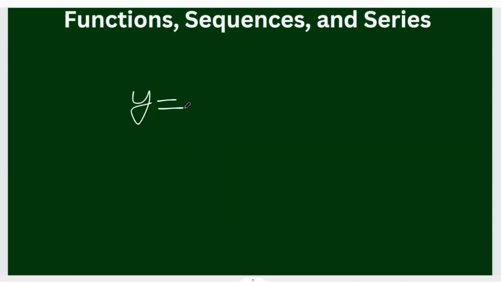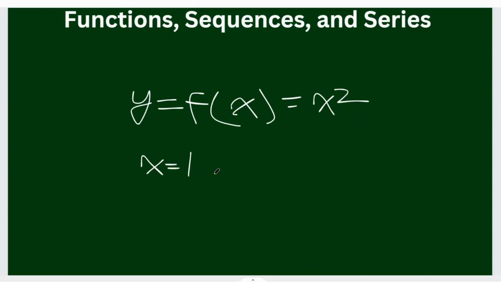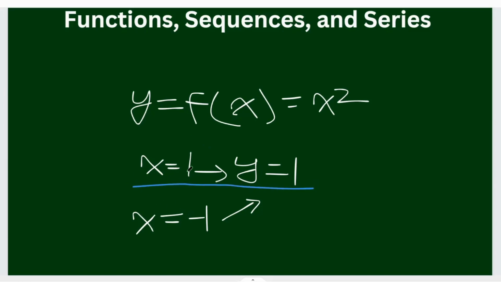This time we have y equals f(x), which is equal to x squared. So here, if x is equal to 1, then y would be equal to 1. If x is equal to negative 1, then y would also be equal to 1. So these two lead to y equals 1. And this is allowed because in a function, there's one output for one input. If x is equal to 1, you only get y equals 1. You don't get y equals 1 and negative 1, right?